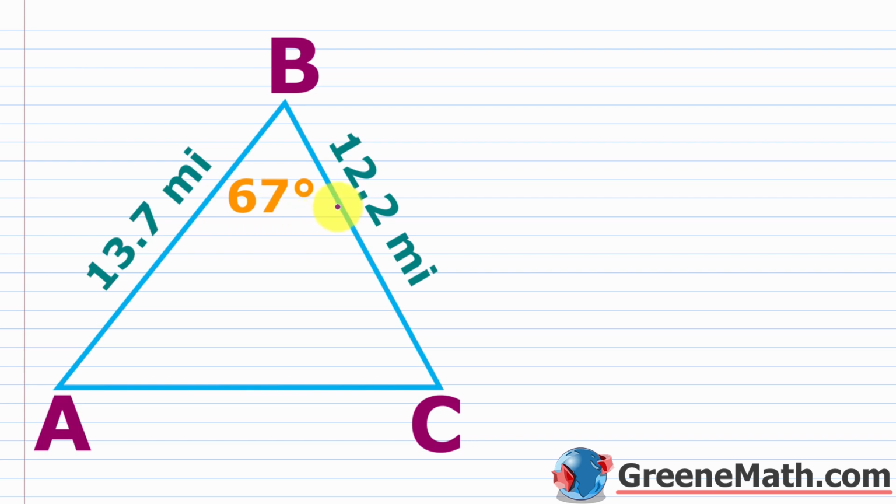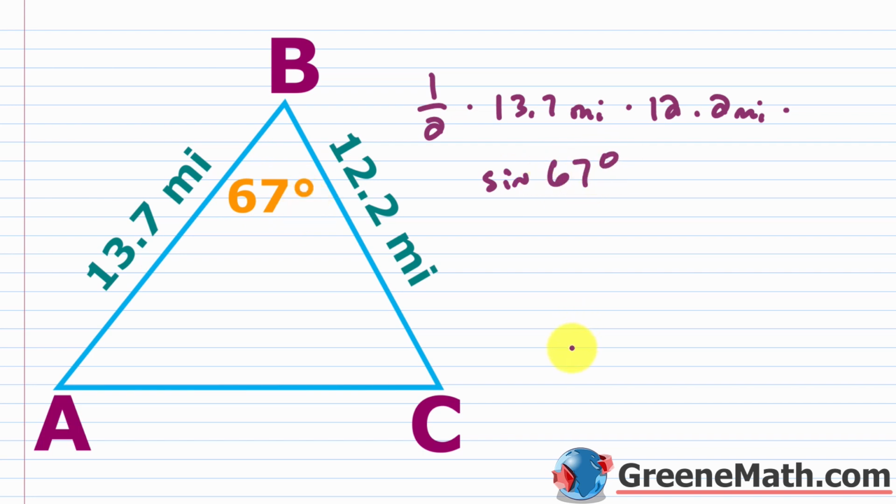So the formula would be 1/2 times this guy right here, 13.7 miles, times this guy right here, 12.2 miles. So this part's really easy to remember. It's 1/2 times the length of this side, times the length of this side, then times the sine of the angle that's included, okay? In this case, it's 67 degrees. Okay, so this is all it is. We're just going to punch this into the calculator.